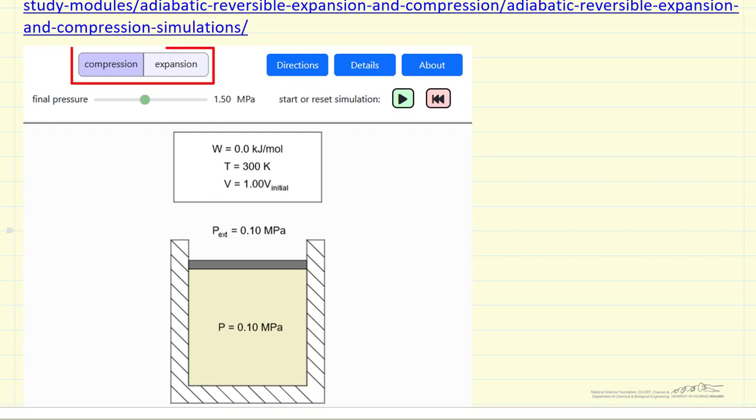We have the option of either looking at compression or expansion. We can pick the final pressure, and we're going to calculate the work, the final temperature, and then the final volume relative to this initial volume. Since it's reversible, the external pressure is going to be the same as the internal pressure at all times. So let's look at the interactive simulation.